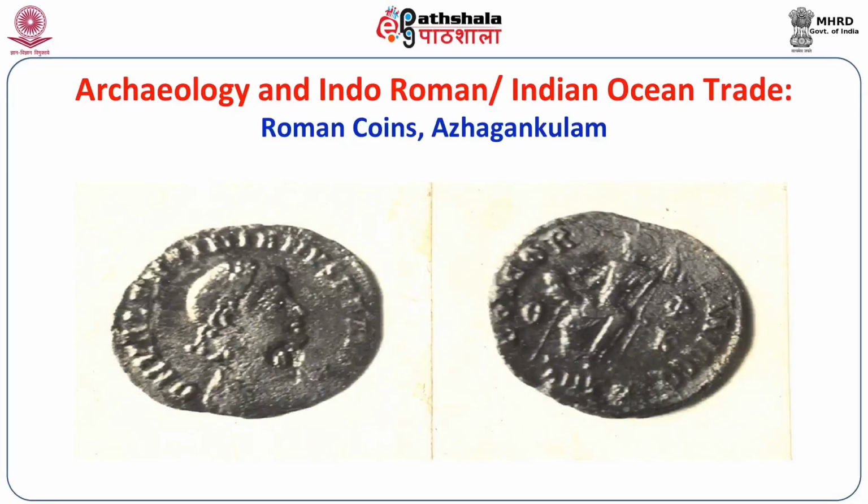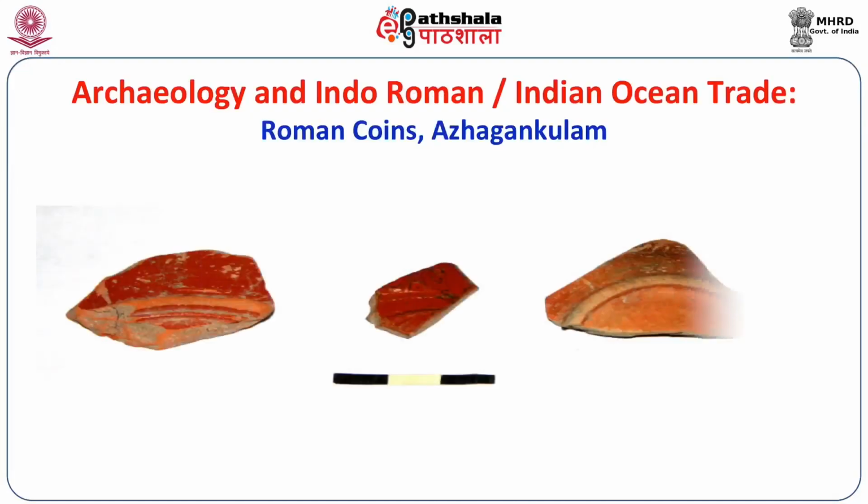What you have here are Roman coins found in an archaeological site at Aragankulam. So they also can tell a lot of story. What you get here is terra sigillata pottery, also associated with early trade activities. These potteries were produced in the Roman Empire region.